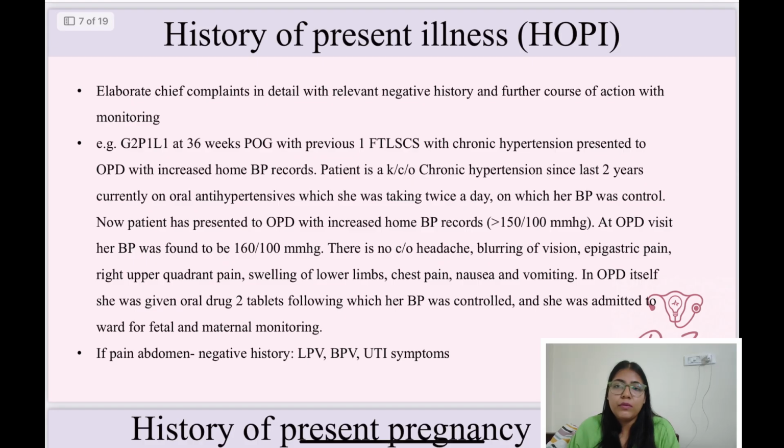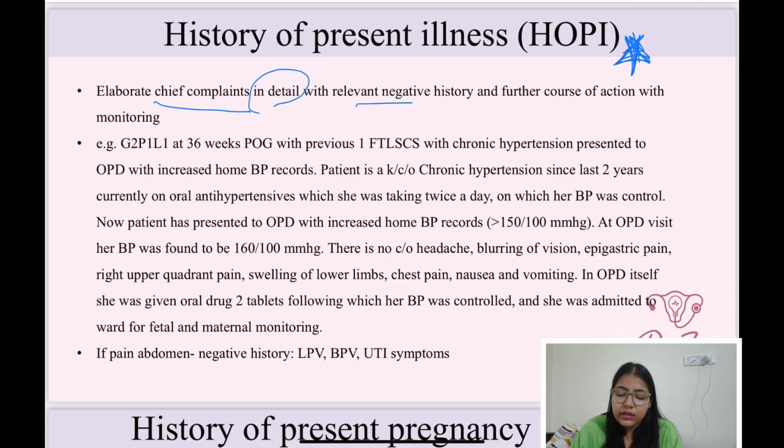HOPI, it is very important. In any OBS case, this will change only, and mostly the other headings like patient details, trimester history, past history, menstrual history, OBS history are all the same, only this will change. So you have to elaborate the chief complaint in detail, and you should mention relevant negative history and how the patient has been managed further till now, till the date you are taking history.